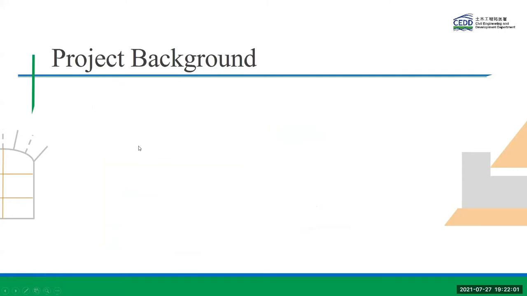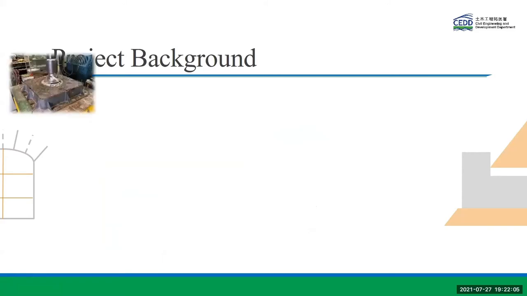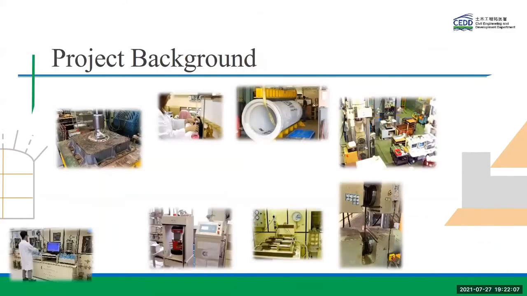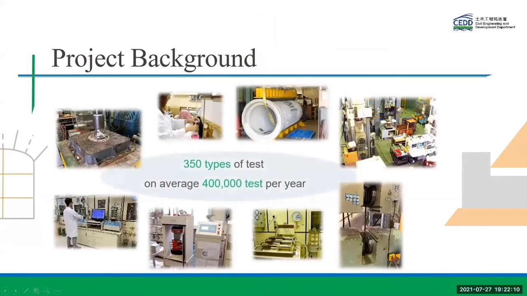Here are some photos showing the common laboratory testing in the PWCL. You will probably recognize the concrete pipe test, the triaxial test for the geotechnical engineer, direct tensile test for the rebar, concrete creep tests, and etc. Besides these tests, you may be aware that the PWCL actually provides about 350 types of testing nowadays in order to cover all the needs in the industry.